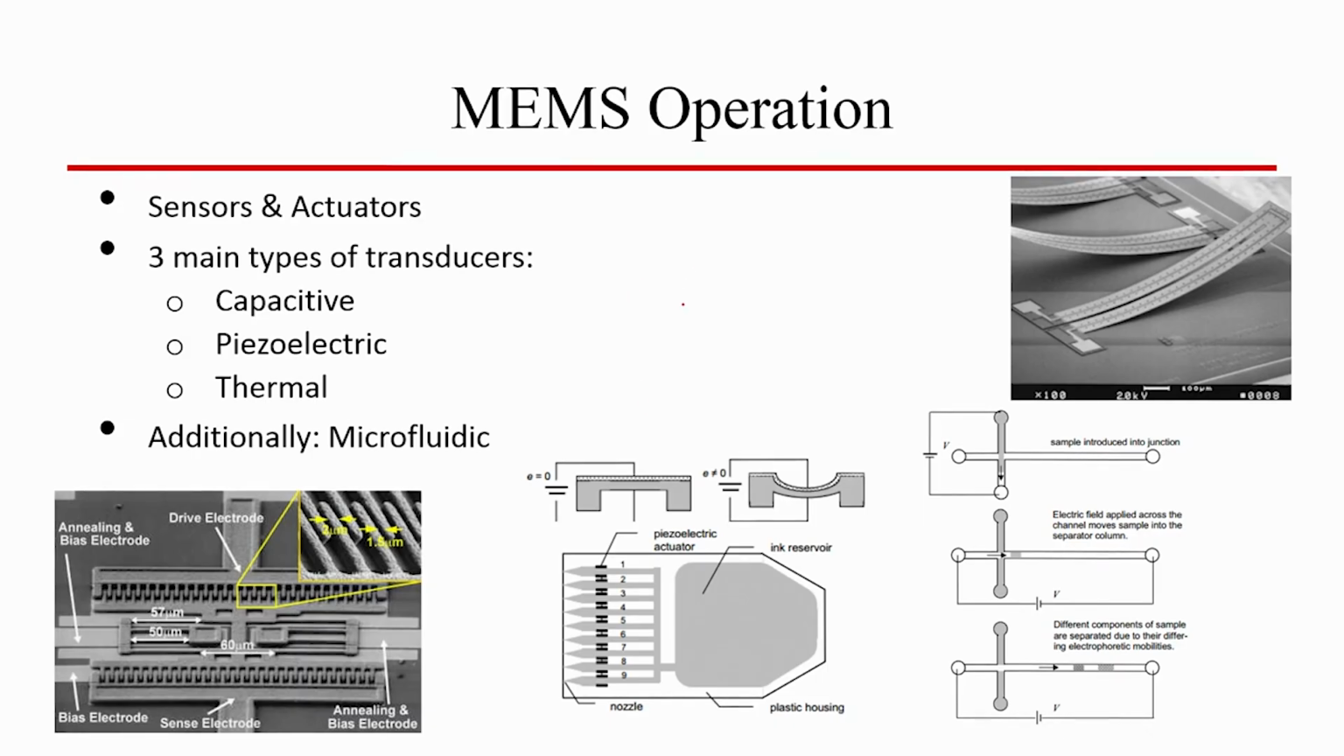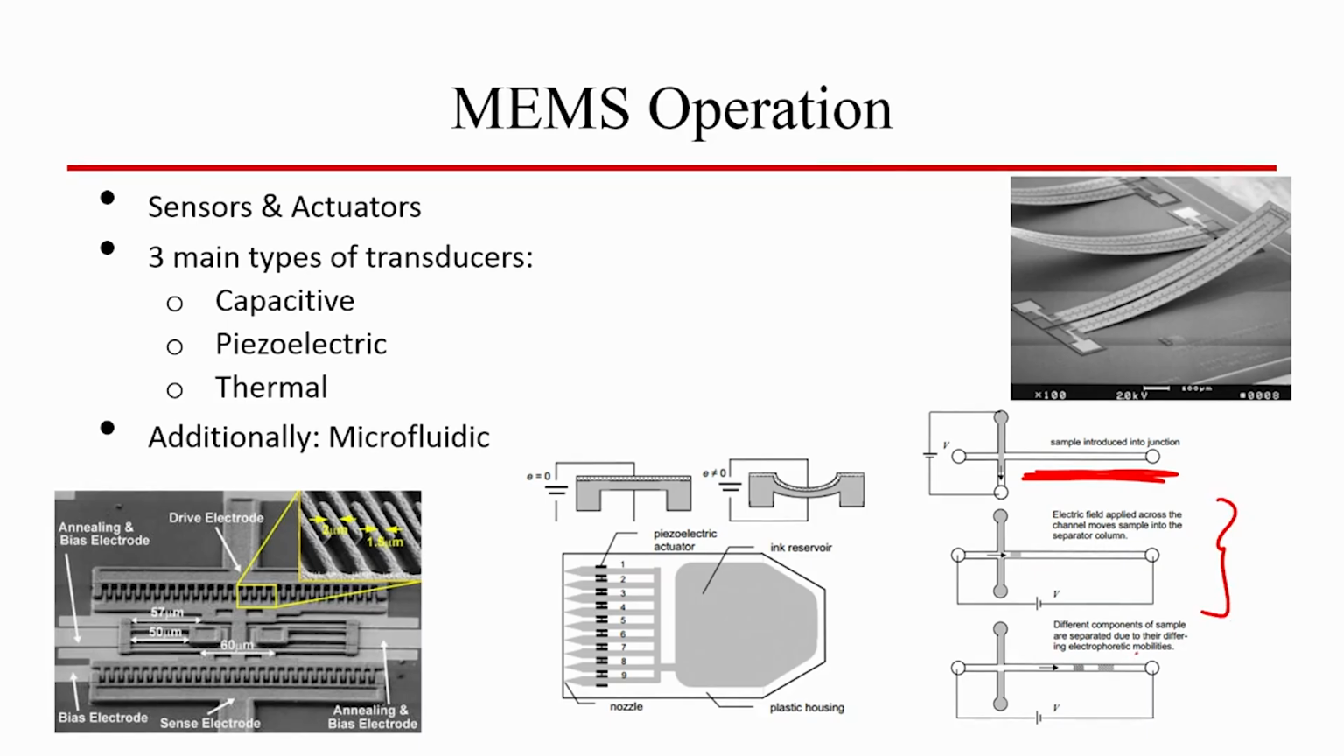Okay. So, that is a piezoelectric material, whereas in thermal, when you apply thermal energy, it will change the shape. For example, there are SMAs which are smart actuators, and finally, there is a microfluidic platform that we will be discussing a lot in the screening technologies. So, here you can see that when you have a sample introduced at the junction, right, and an electric field is applied across the channel, it moves the sample into a separate column. This is a microfluidic thing.